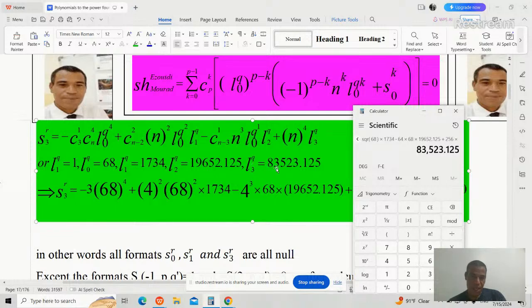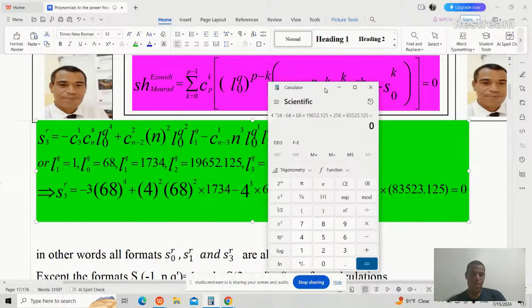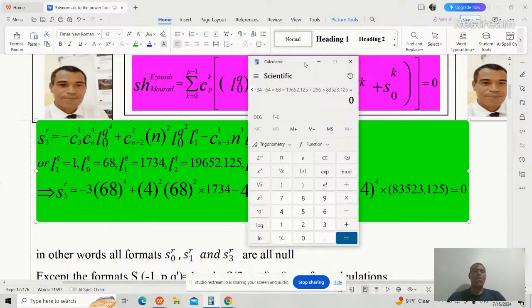Okay, L3 of the Q is 83,523. Okay, so this one has to be equal to what, learners? Equal to 0. Therefore, we find at least the fourth coefficient, k minus 1 of order r, of the new fourth degree polynomial equation, relative to the original fourth degree polynomial equation that we started from at the beginning, that has this coefficient. Okay, now it's clear.